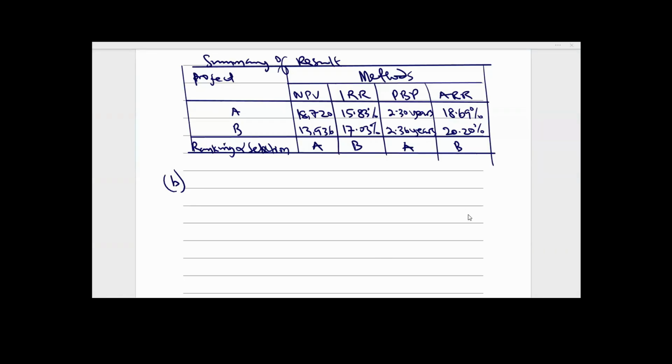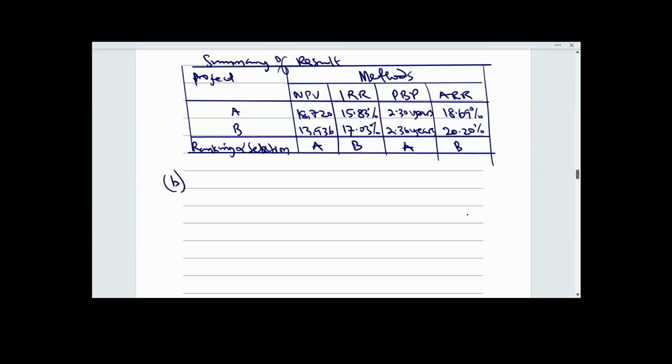Which of the project A or B, sir, should the company select and why? I will choose project A because it has the highest net present value, and like you said, the net present value is the best investment appraisal method. So anyone that has the highest net present value should be considered first. So I'll be going with project A.